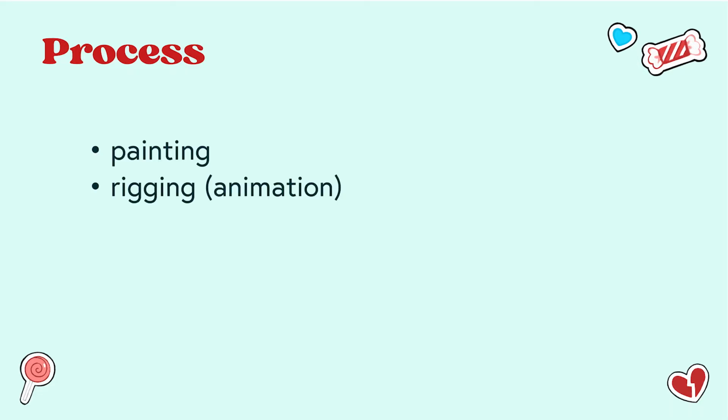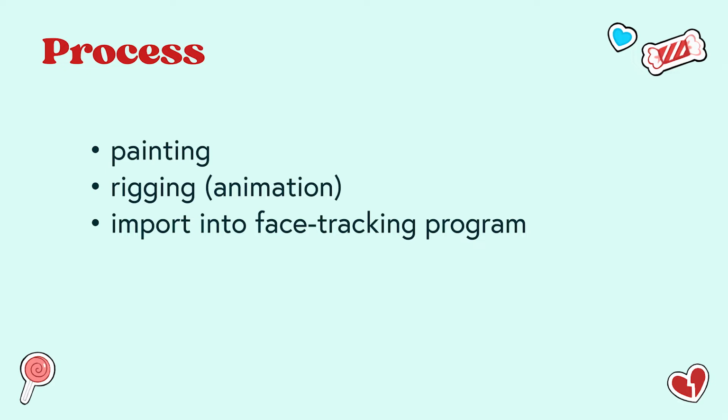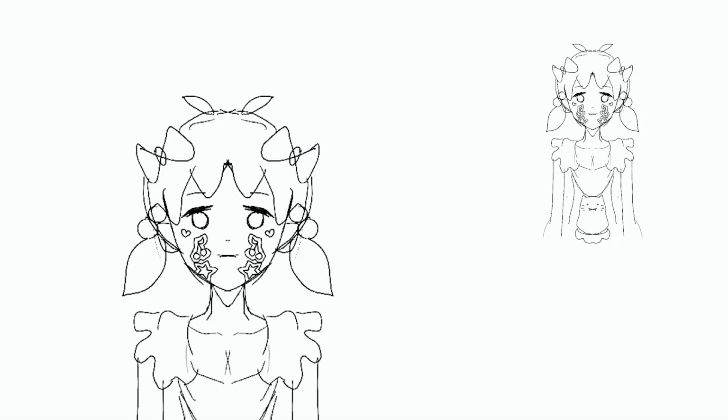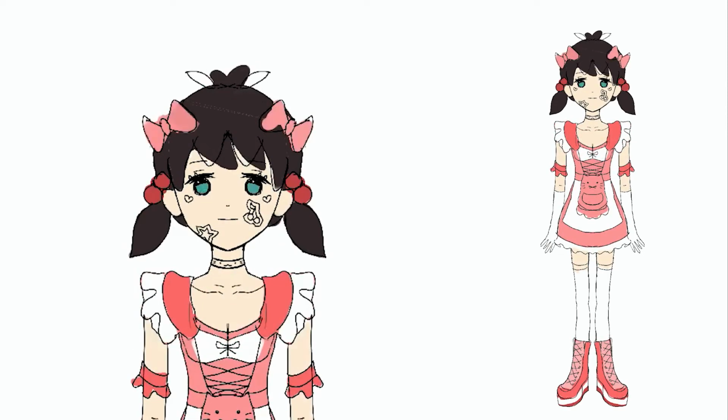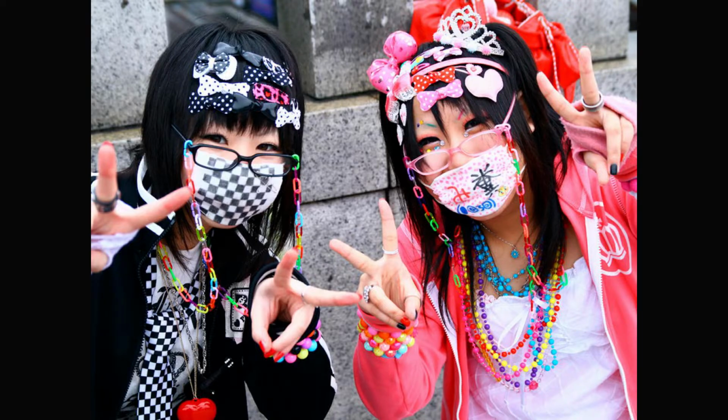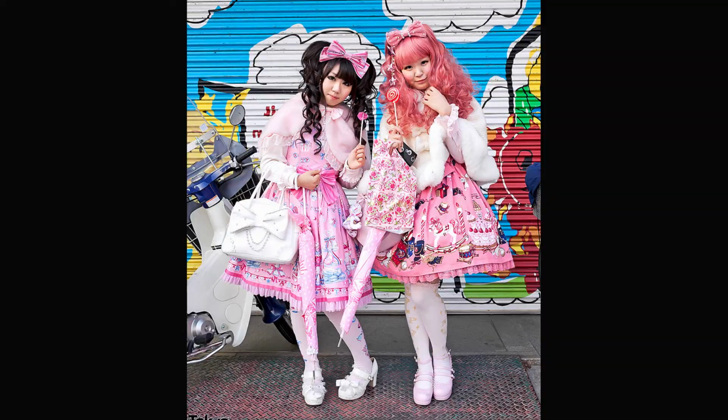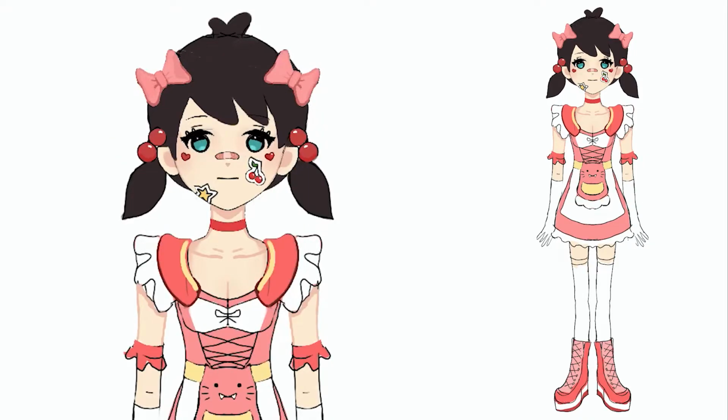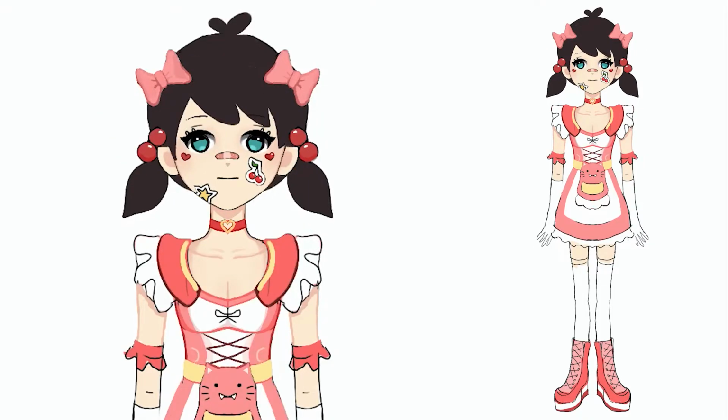Okay, now let me show you how we were born. There are 3 main steps: painting, rigging, and then importing into the face tracking program. First, we were drawn in Procreate, a digital art program. My design is inspired by Harajuku fashion, a vibrant, quirky style that was popular among teens in Japan in the early 2000s.